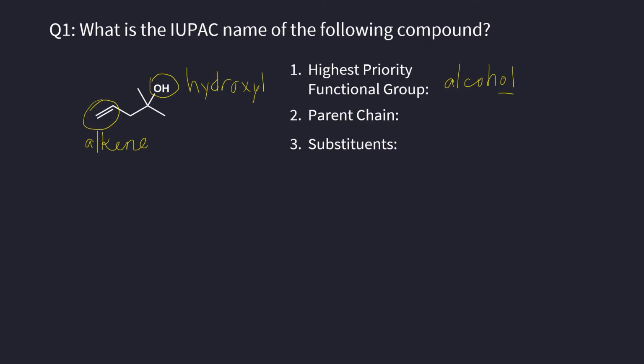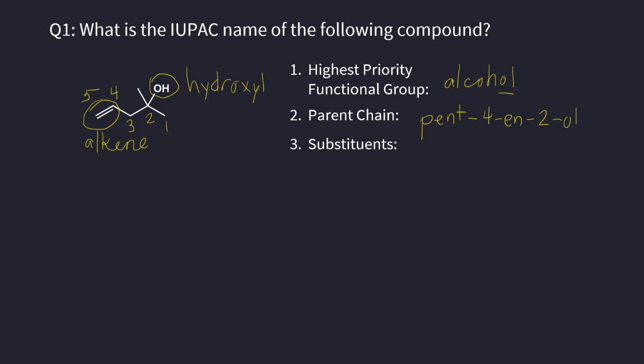We must give the highest priority functional group the lowest possible locant. So we number the chain this way, giving the hydroxyl group a 2 locant and the alkene a 4 locant. Therefore, the parent chain name is pent-4-en-2-ol.